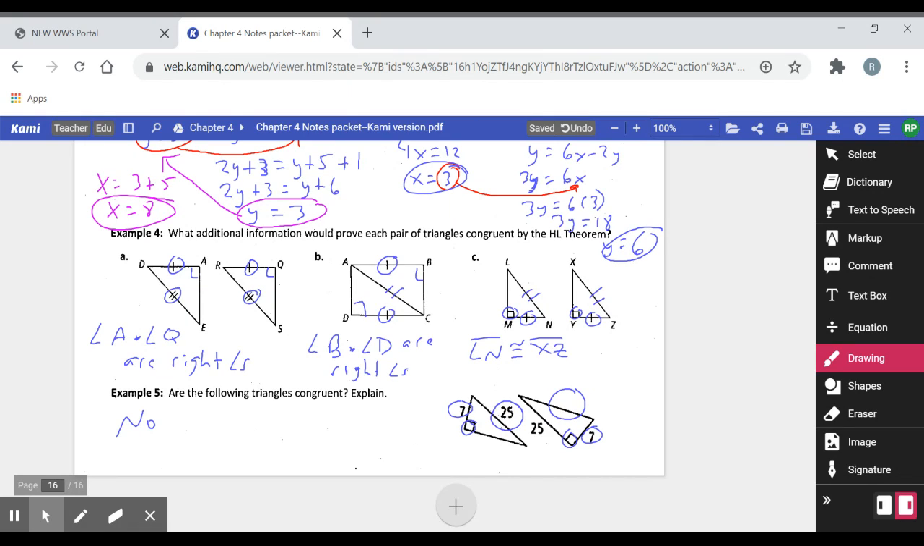And in this case, the hypotenuse for each triangle is not congruent. Okay, so that's the problem there.